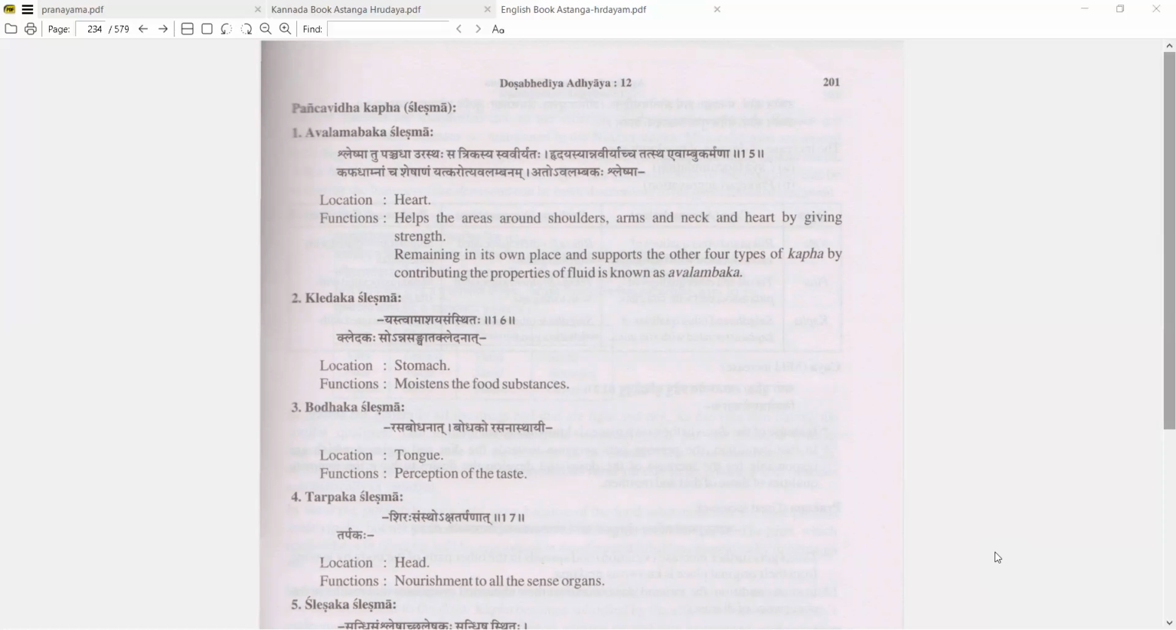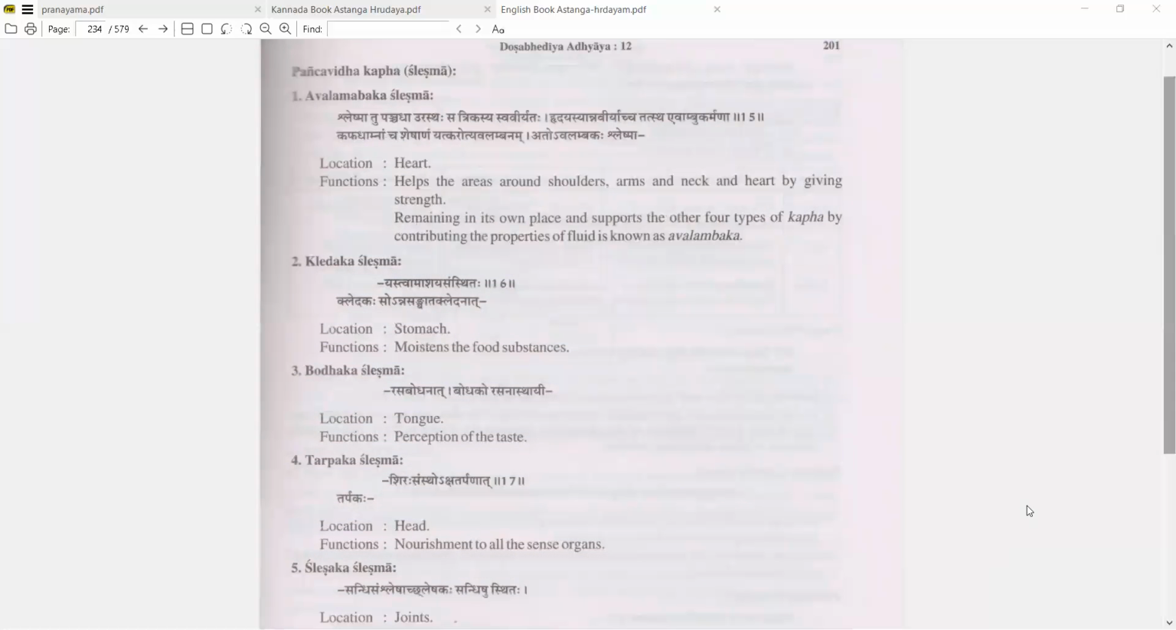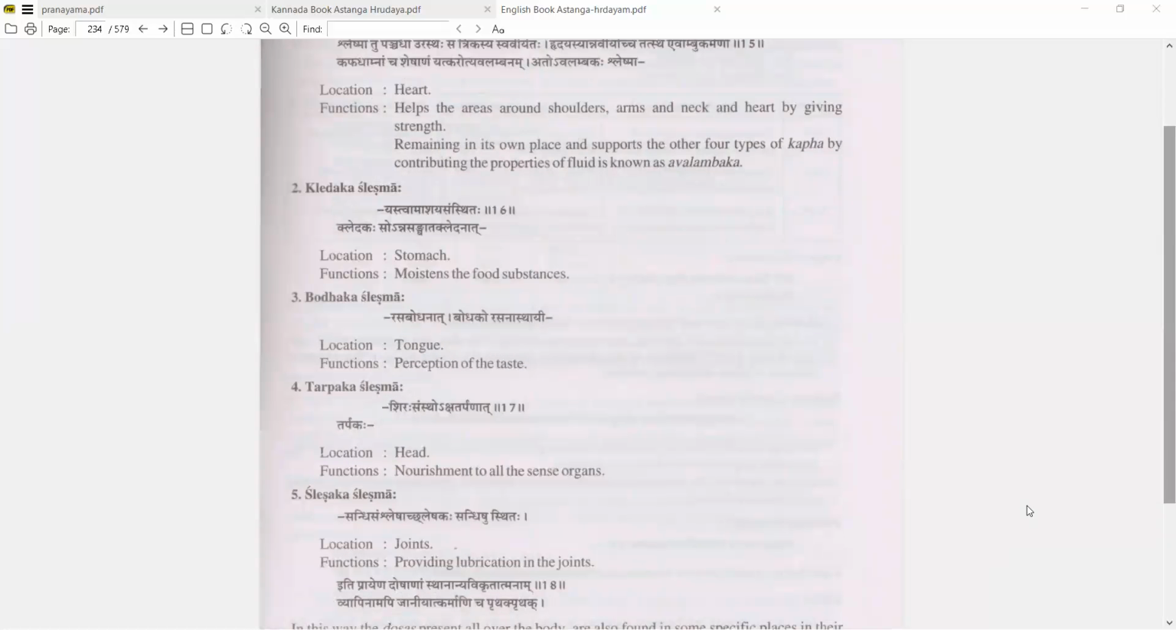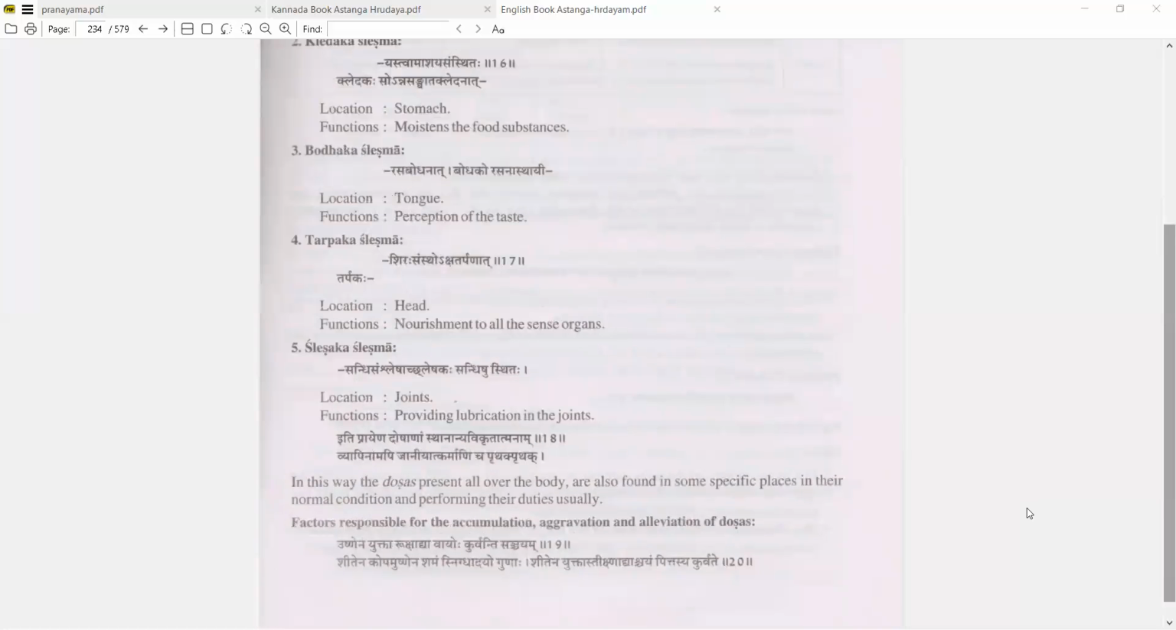Kledaka Sleshma. Location: stomach. Functions: moistens the food substances. Bodhaka Sleshma. Location: tongue. Functions: perception of tastes. Tarpaka Sleshma. Location: head. Function: nourishment to all the sense organs. Sleshaka Sleshma. Location: joints. Functions: providing lubrication in the joints.